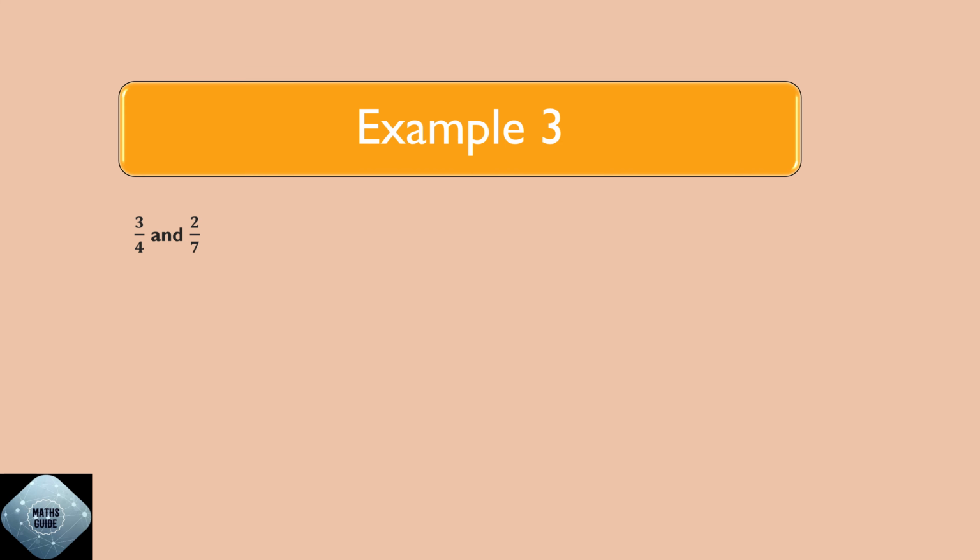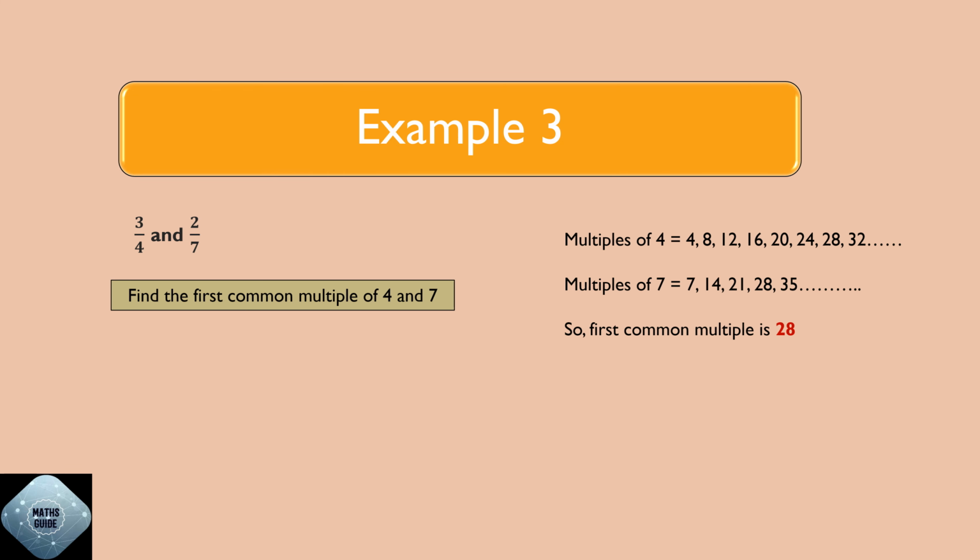As you know, our first step is to find equivalent fractions to make them like fractions. But here, as you can see, 4 is not a multiple of 7 and 7 is not a multiple of 4. Then how can we make them like fractions with same denominators? First common multiple will help us. Don't worry, it's very easy to find first common multiple. We will simply write multiples of 4 and 7. As 28 is the common multiple, so we can say 28 is our first common multiple. So the denominators of both fractions should be 28.